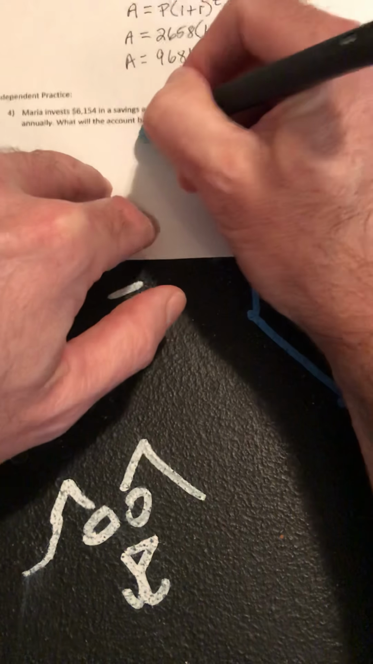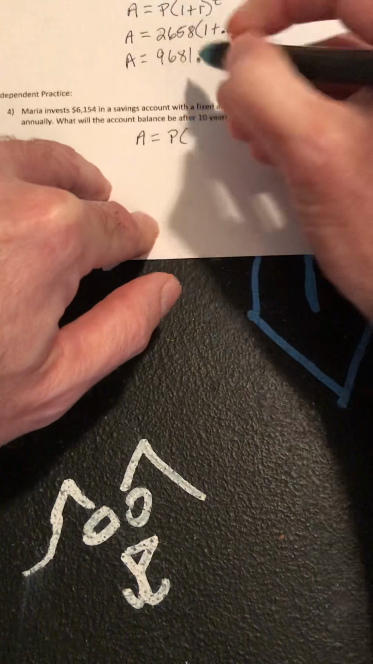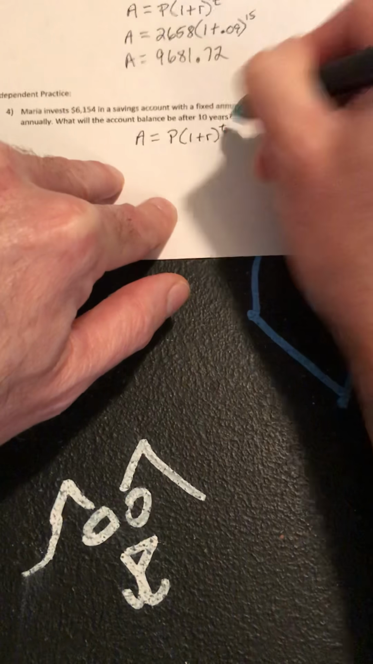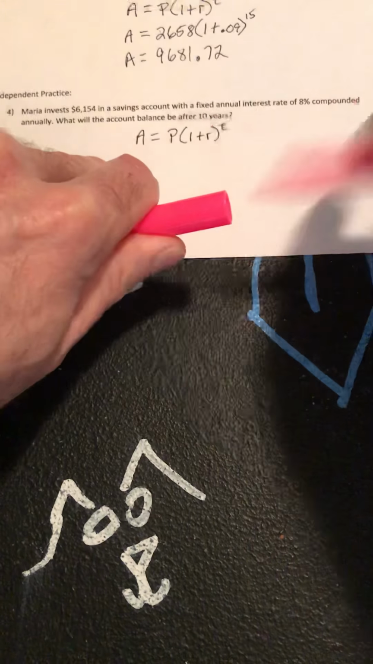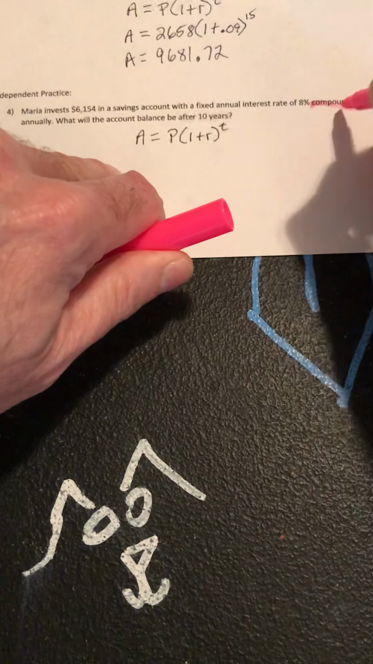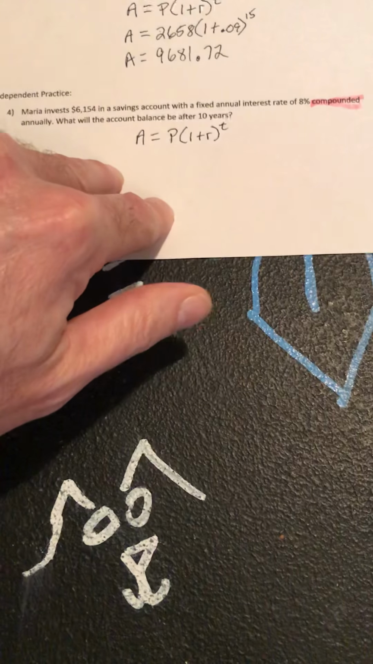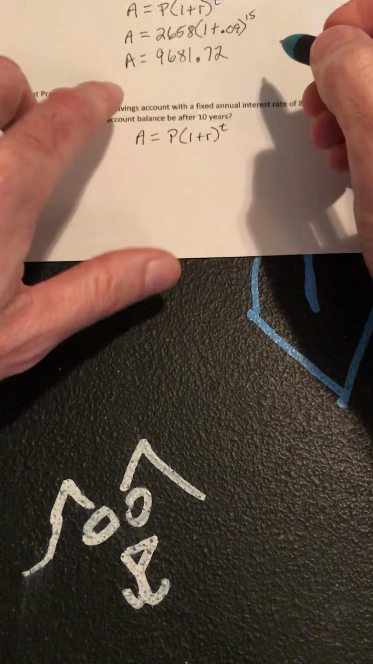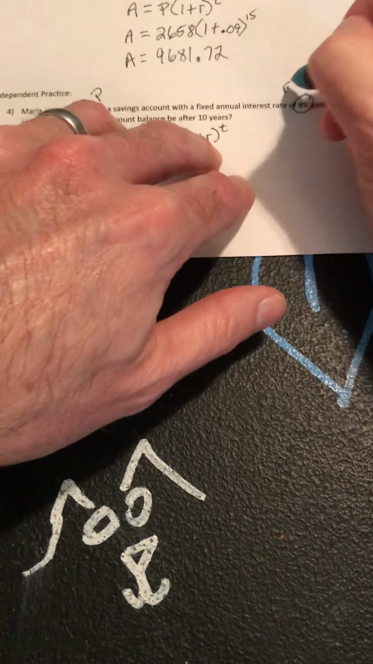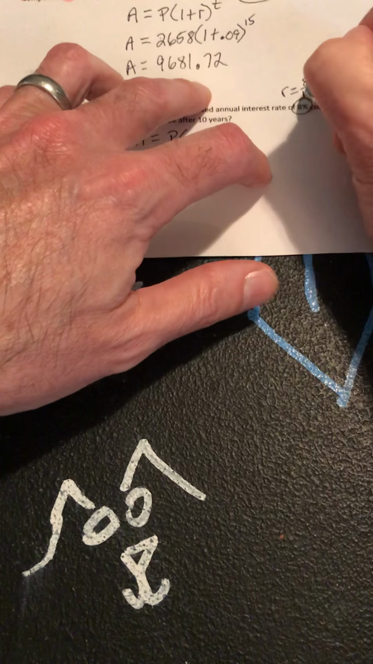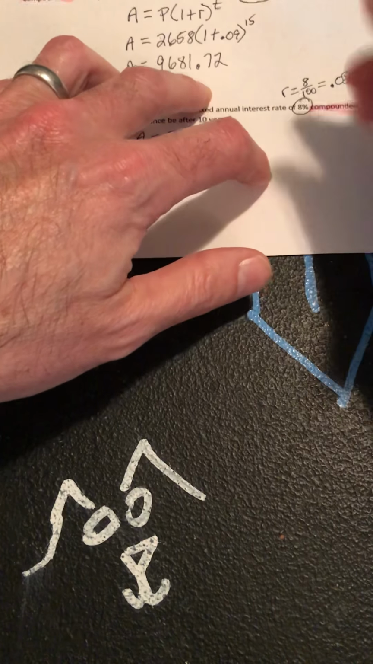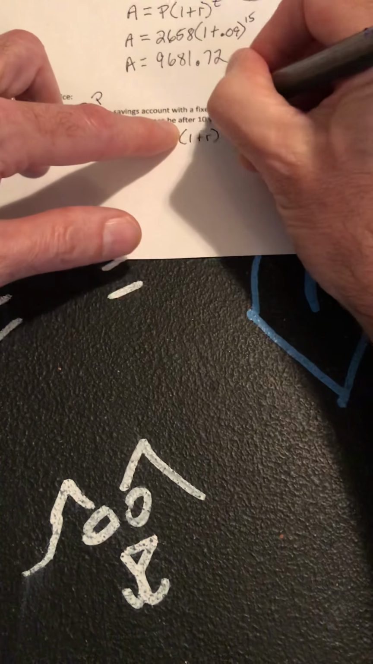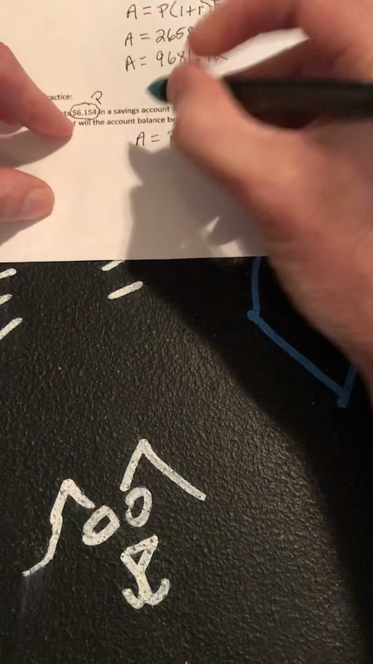And welcome back. So hopefully you copied the formula down correctly. A equals P, and then in parentheses 1 plus R to the T power. All right, let's label our numbers here. So 6,154, that's our original investment, so that's our principal. Our rate is 8%. Did you remember to divide by 100? If not, your answer will be astronomically huge. And then what will the account balance be after 10 years? So the 10 is going to be our time.